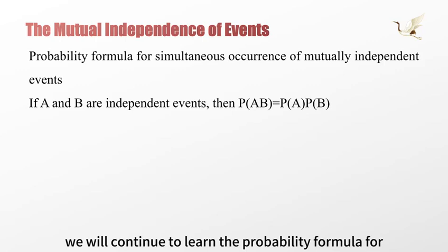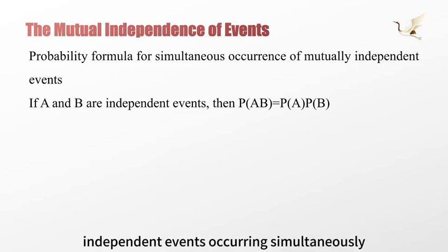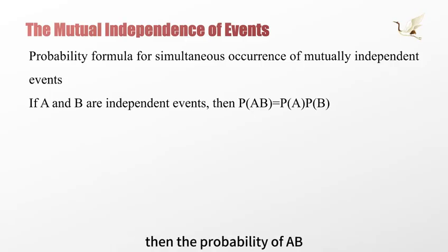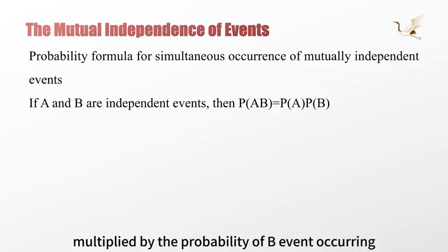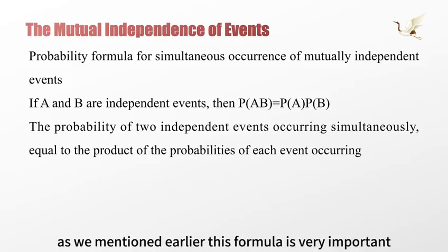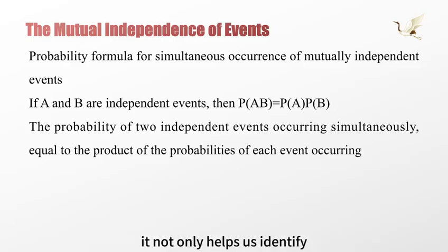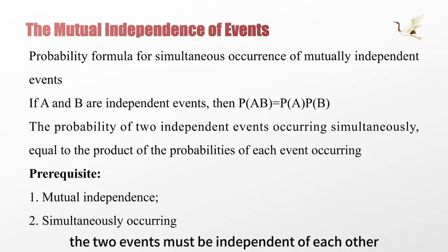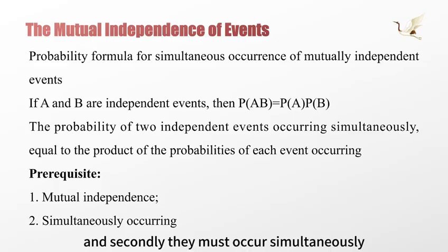Next, we will continue to learn the probability formula for independent events occurring simultaneously. If A and B are independent events, then the probability of AB occurring simultaneously is equal to the probability of event A occurring multiplied by the probability of event B occurring. That is to say, the probability of 2 independent events occurring simultaneously is equal to the product of the probabilities of each event occurring. As we mentioned earlier, this formula is very important. It not only helps us identify whether 2 events are independent of each other, but also allows us to calculate the probability of independent events occurring simultaneously. When applying this formula, special attention must be paid to meeting 2 prerequisites first. Firstly, the 2 events must be independent of each other, and secondly, they must occur simultaneously.